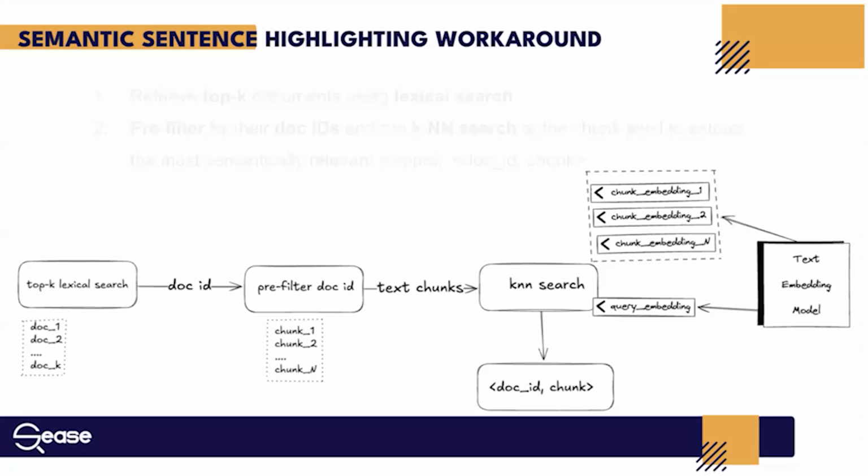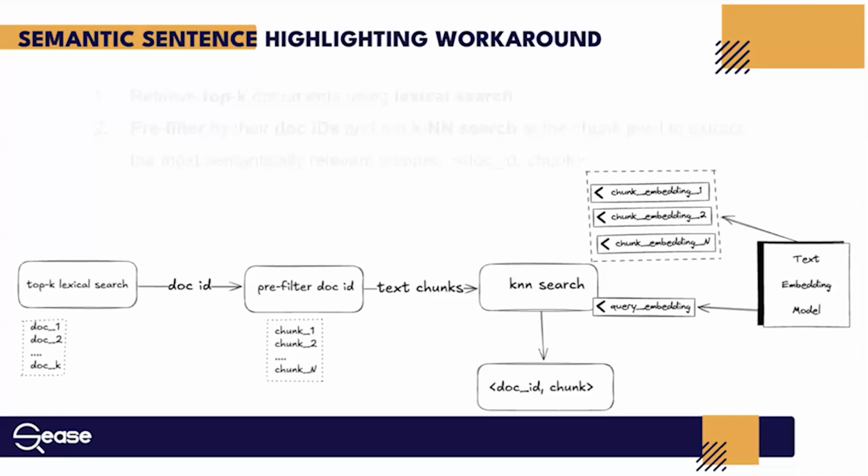For the chunks, of course, we already have embeddings in our index for each chunk, produced by the text embedding model. For the query as well, we have the embeddings. So we do the KNN search here, using cosine similarity or dot product. Out of that, we return the best relevant chunks for semantic highlighting, as a pair: document ID and chunk.